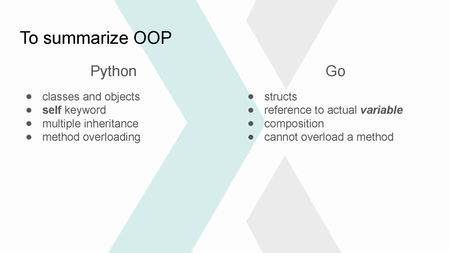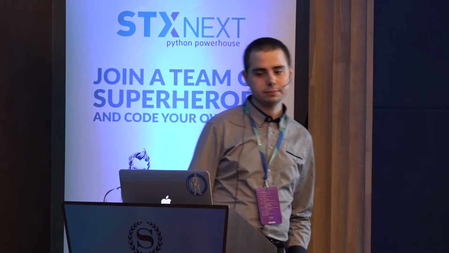Okay, so to summarize, with Python, we've got classes and objects. We've got the self keyword. We've got multiple inheritance and method overloading. In Go, we don't have classes and objects. We have structs and variables. Instead of the self keyword, we've got a reference to the actual variable. We have no inheritance. We've got composition, and we cannot overload methods.